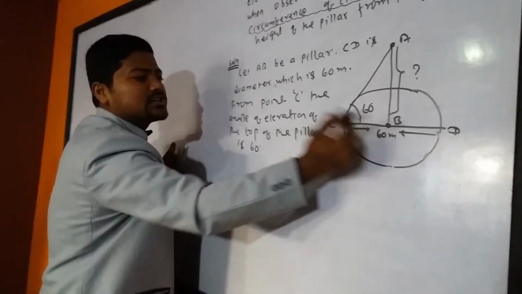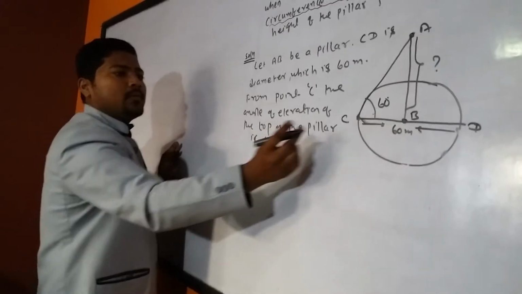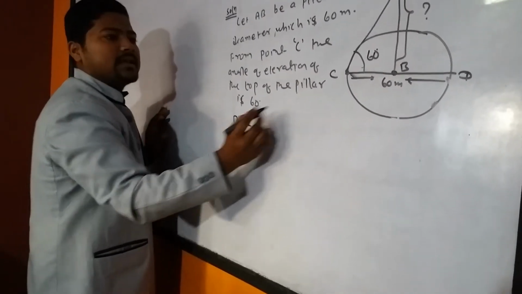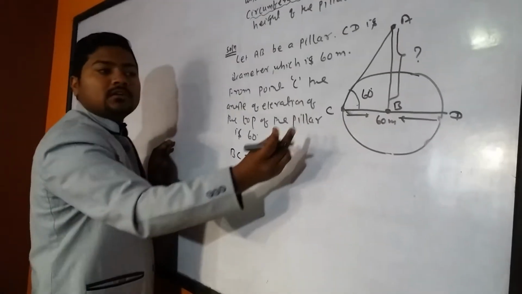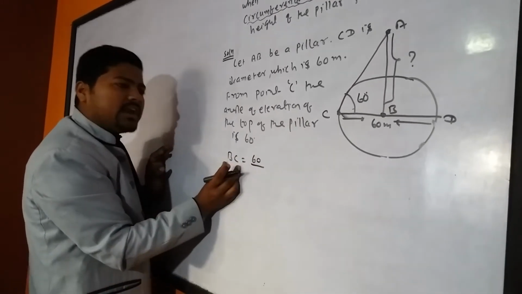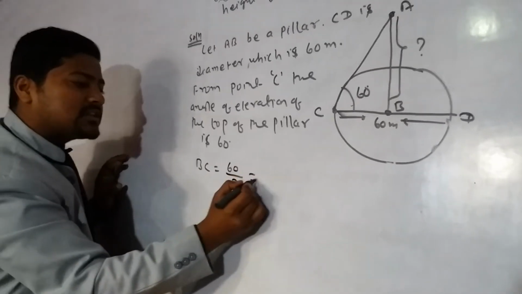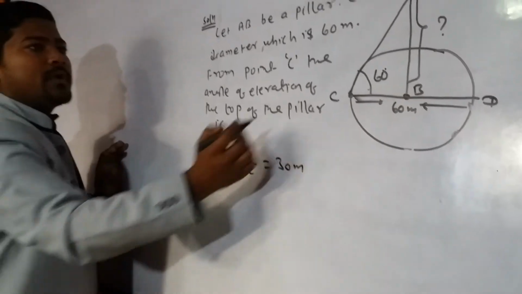Now here B is the center. Simply we can look in the figure. So now we can write BC is equal to what? CD is the diameter, then BC is 30 meter, because BC is the radius, half of the diameter. We can write 30 meter. BC is given as 30 meter. Now we have to go in the triangle.